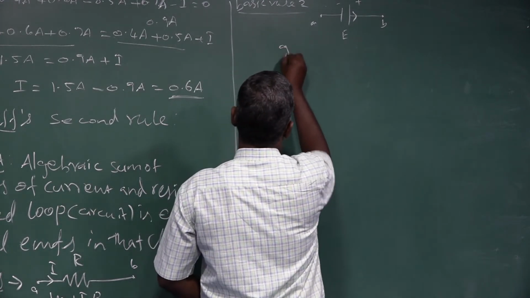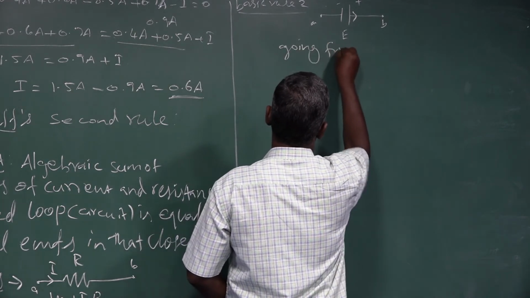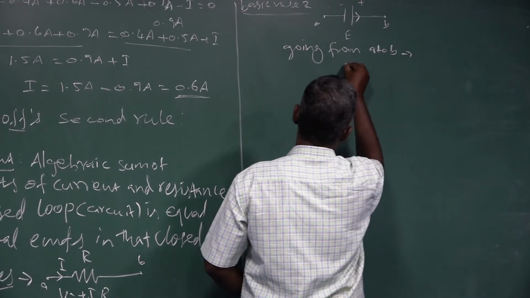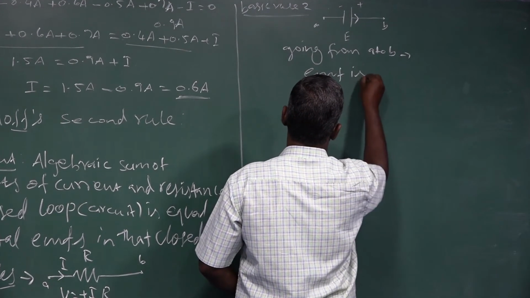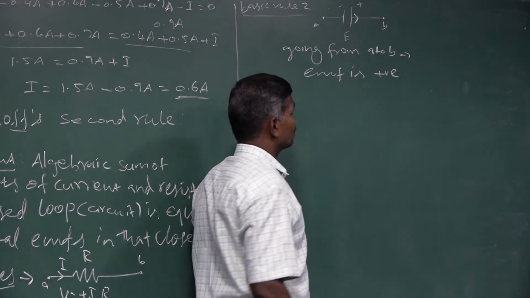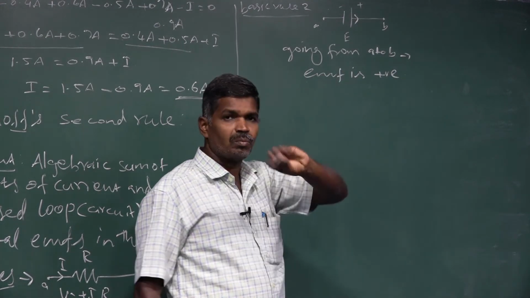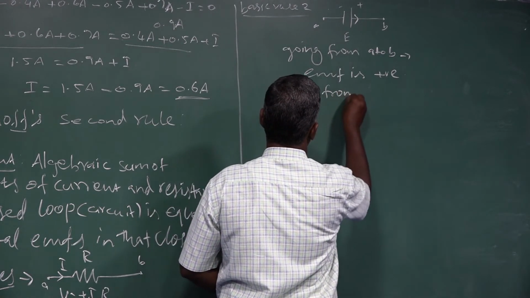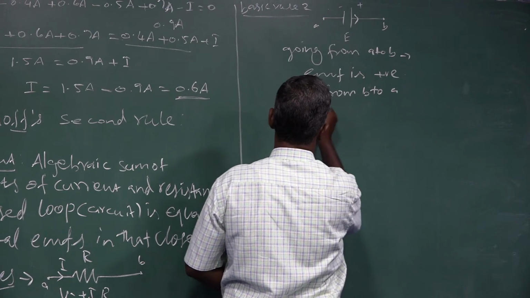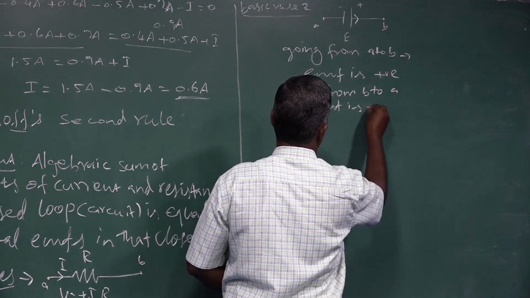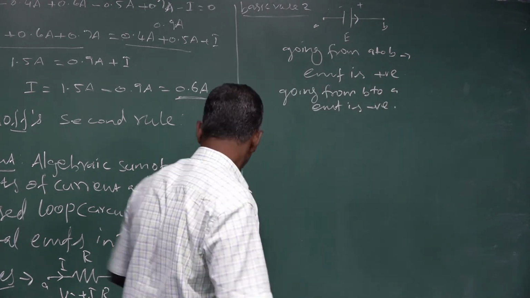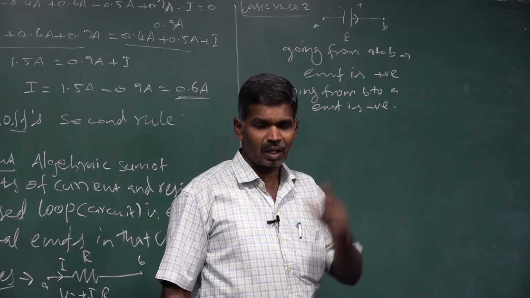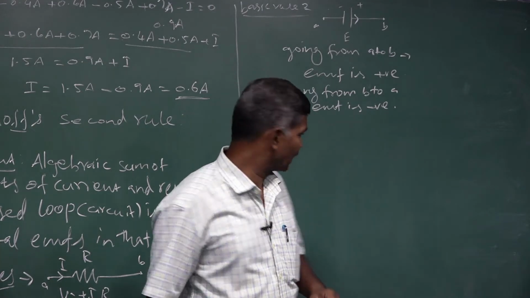So going from A to B, the EMF is positive. Otherwise, suppose we move from B to A. Going from B to A, the EMF is taken as negative. These two rules we need to follow for applying Kirchhoff's second rule. There we also have an example diagram.